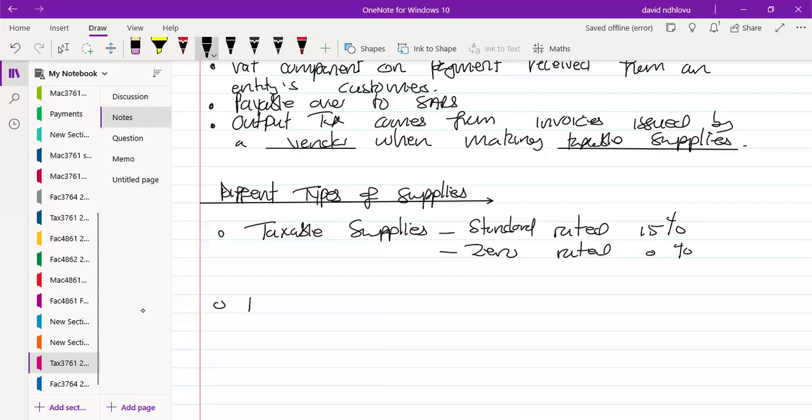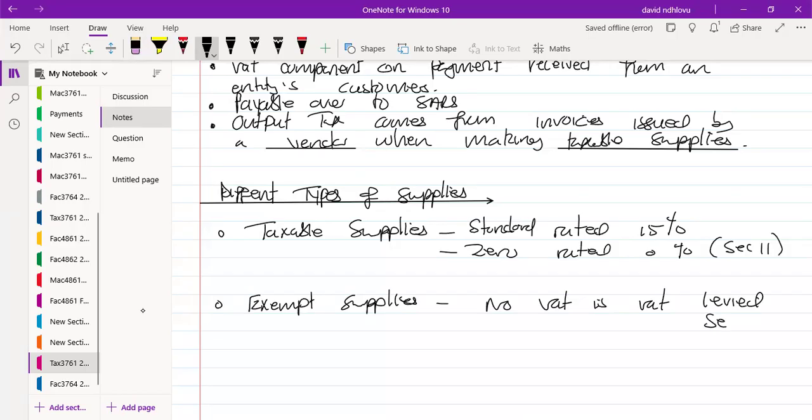Then we have exempt supplies. Right, so no VAT is charged. No VAT is levied on an invoice when an entity or a vendor supplies exempt goods. We also mentioned that the zero rated supply is section 11, and exempt supplies are section 12 of the VAT Act. So it's just a list that you are given by SARS to say these things should be zero rated, and these things should be exempt supplies.